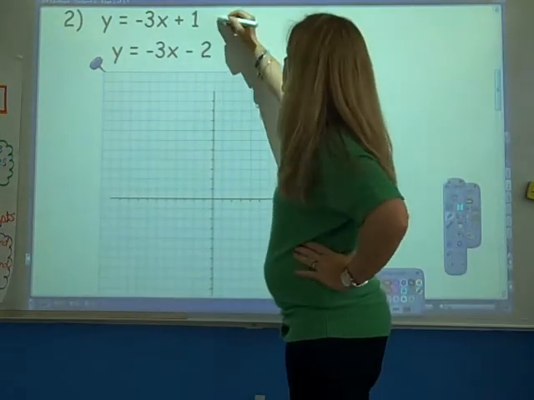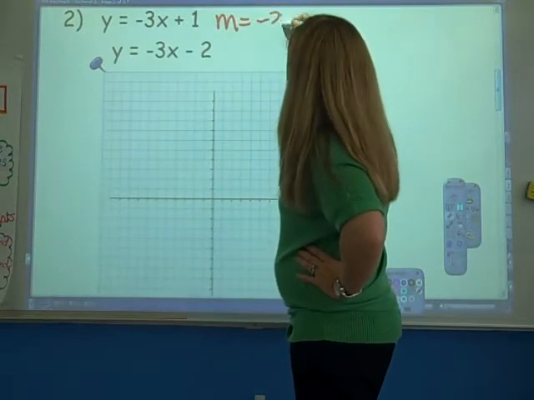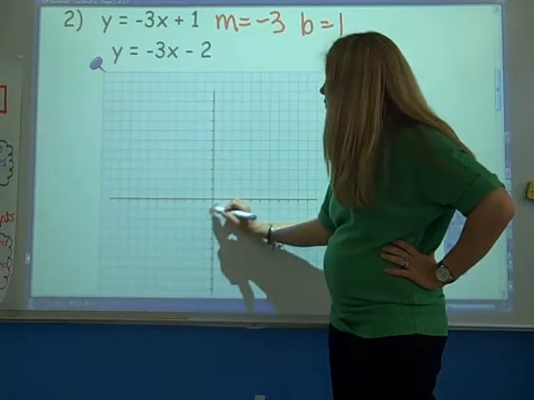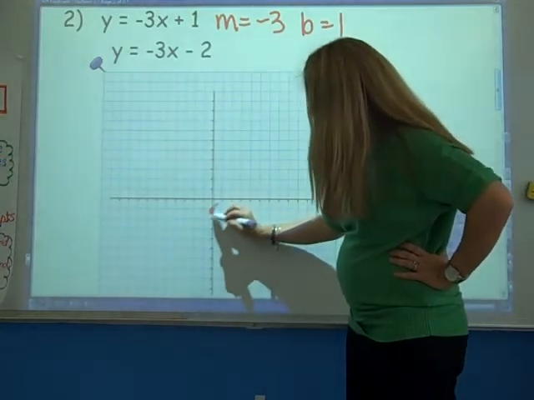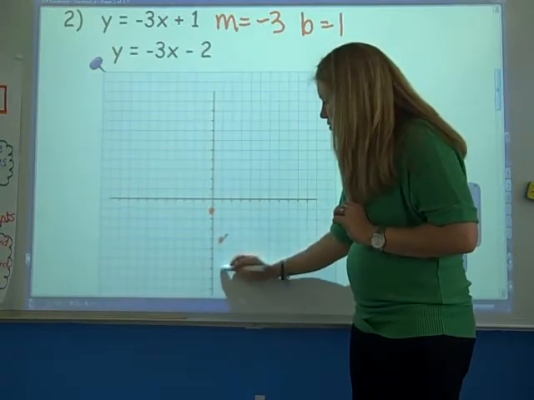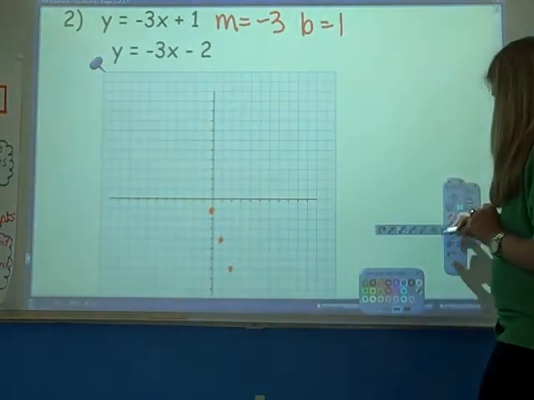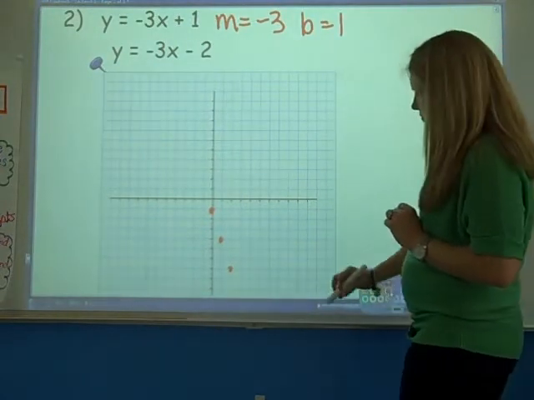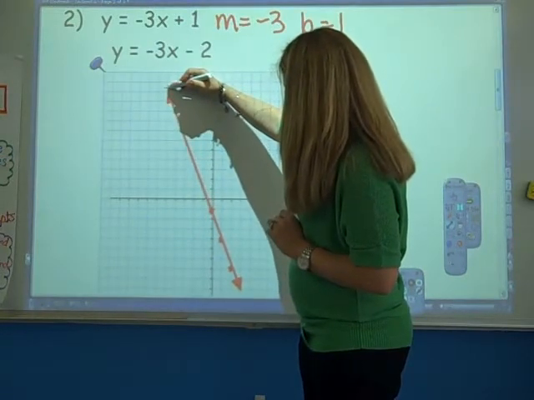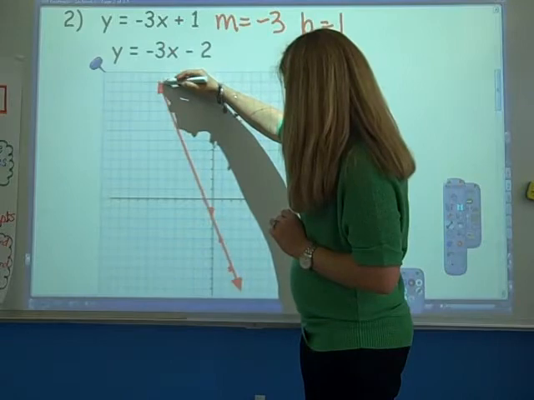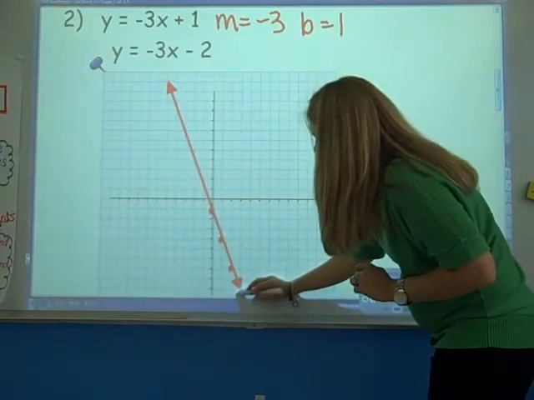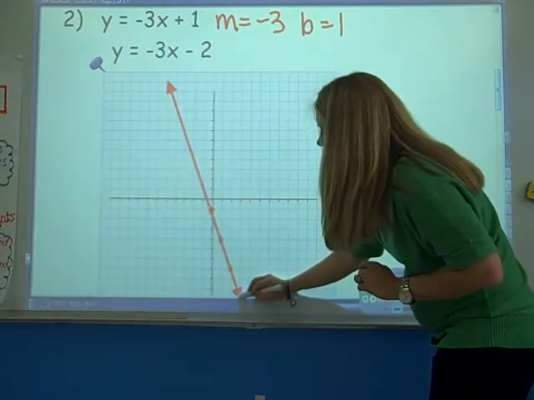Alright, so I'll do red for the first one. M equals -3, b equals 1. Okay, y-intercept 1. Slope -3, down 3, over 1, down 3, over 1. Grab a line. Make it red. I'm going to have to adjust my line just a little bit. It's kind of hard to do it without being able to put a ruler straight up.